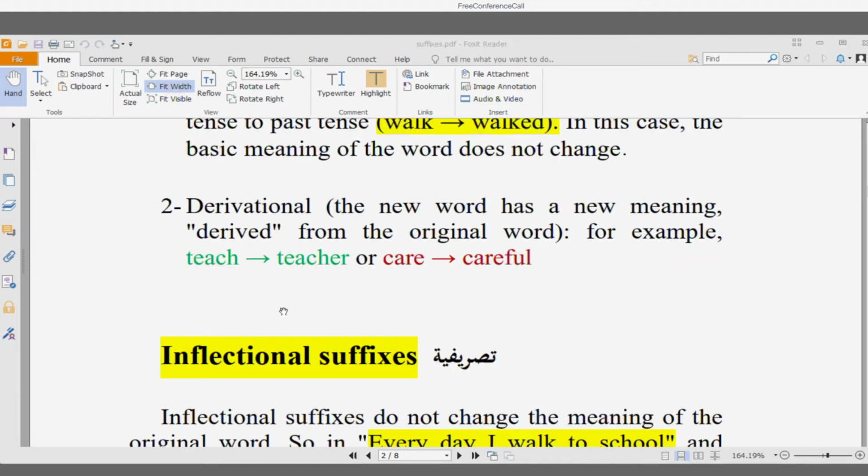So for example, teach, teacher. Teach is the verb of teaching. Teacher is someone who is teaching the student, the person who's teaching.